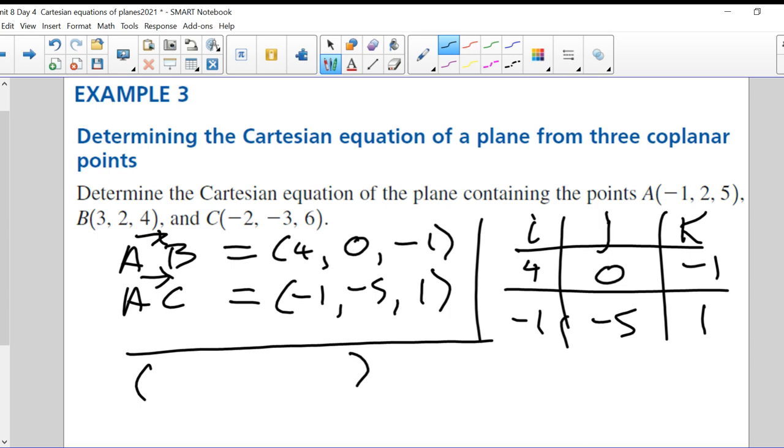Okay, so my cross product, let's see now, 4, take out that first one, so that's positive 5, sorry, minus 5.